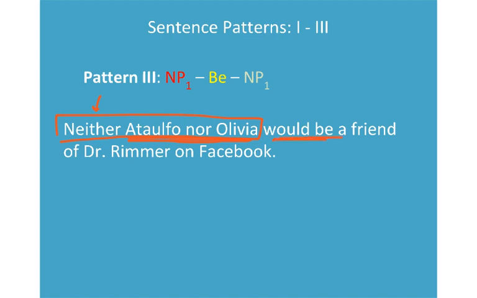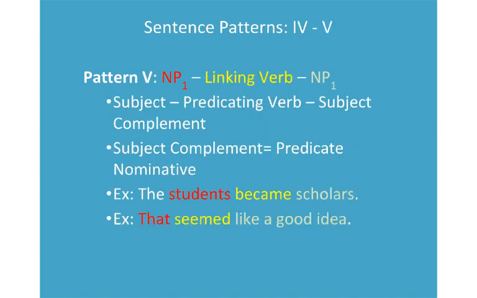Would be is the form of to be. And then a friend of Dr. Rimmer on Facebook is our noun phrase 1. So going back to pattern 3, we're ending here with a noun, a friend, and then a preposition that's describing that friend.